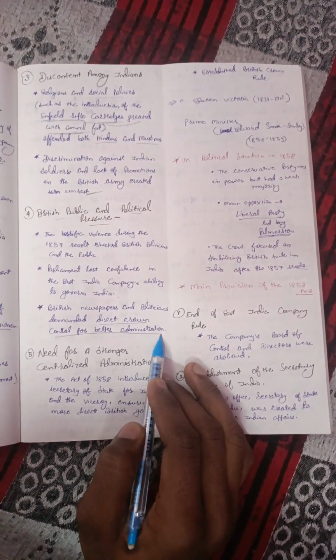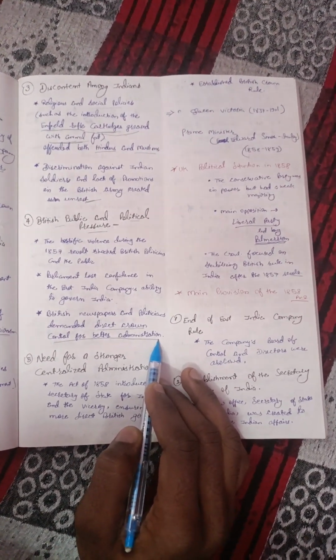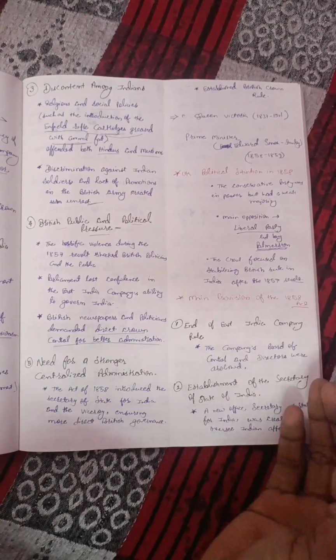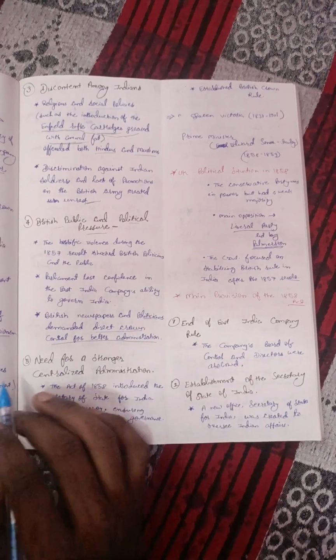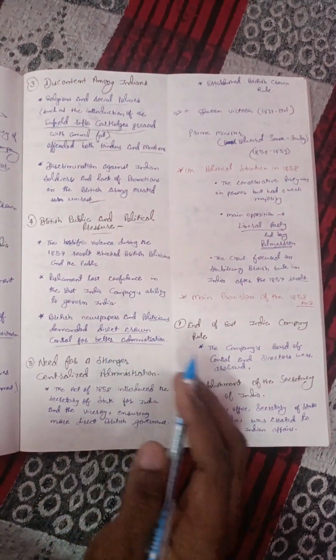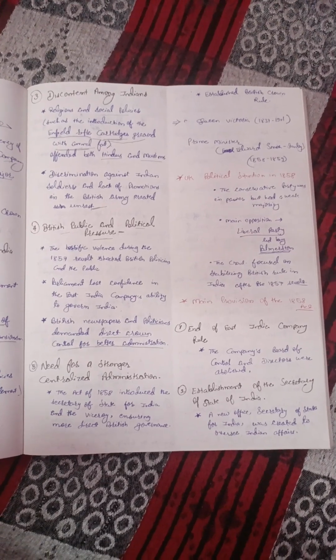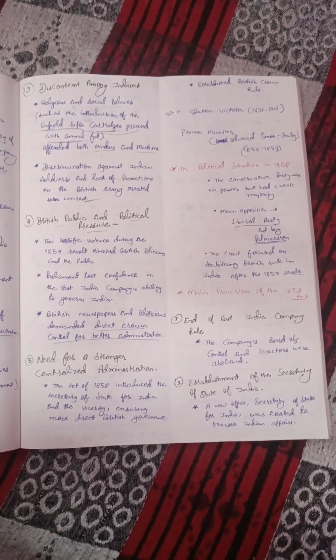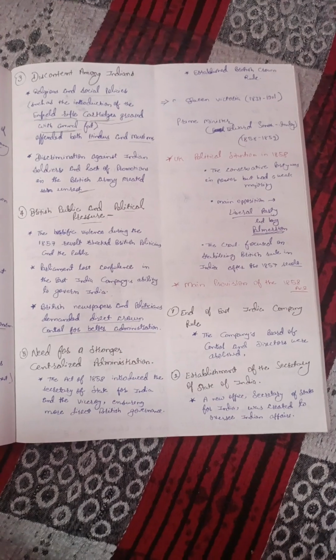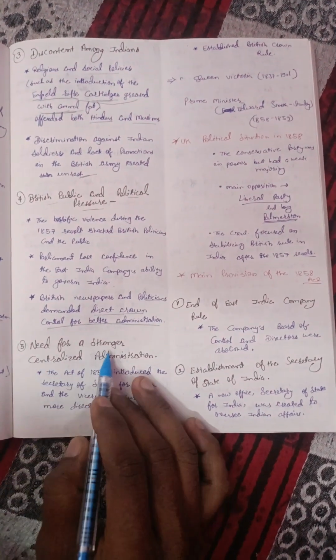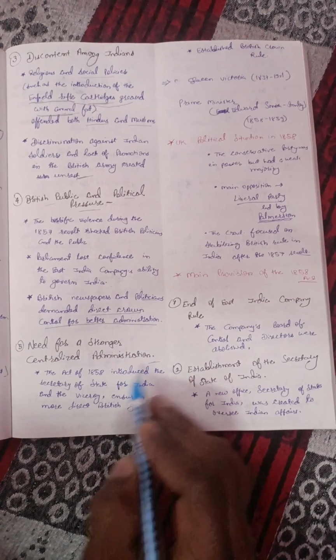After the revolt, most of the British and the politicians demanded that India should be officially colonized and placed under British control, so that better administration could be carried out. Also, there was a need for a strong centralized administration.